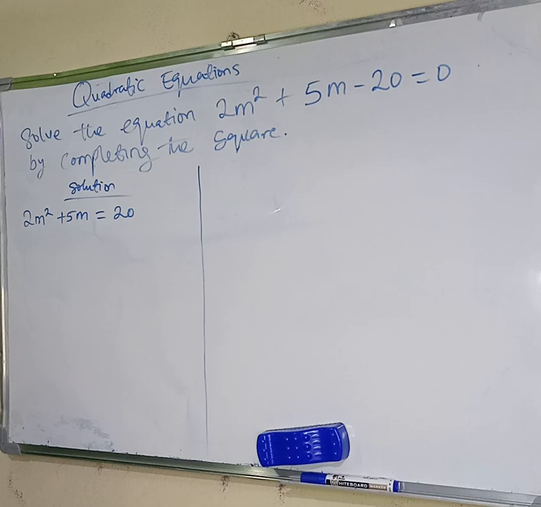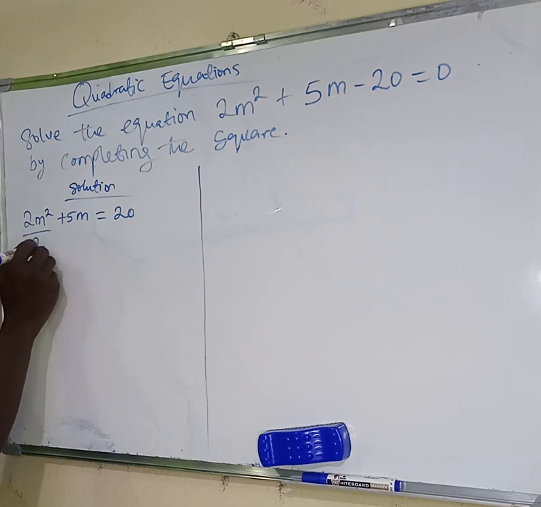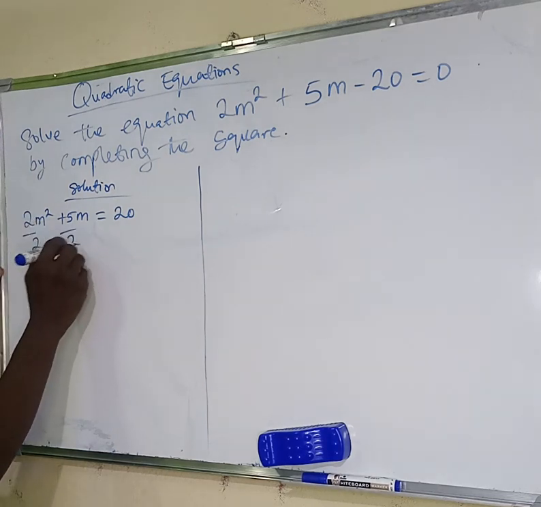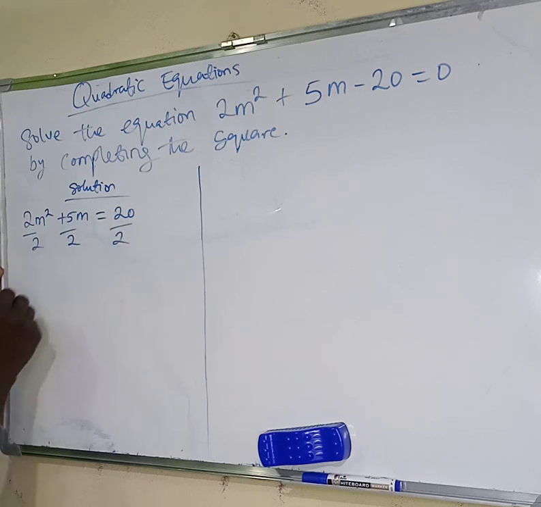Then we throw away 0. The next thing you do is ensure that the coefficient of the variable with the highest power, which is m squared, must be 1. Now the coefficient is 2. To make it 1, we have to divide through by 2. So we say divide through by 2, which means divide this by 2, divide this by 2, divide this by 2.